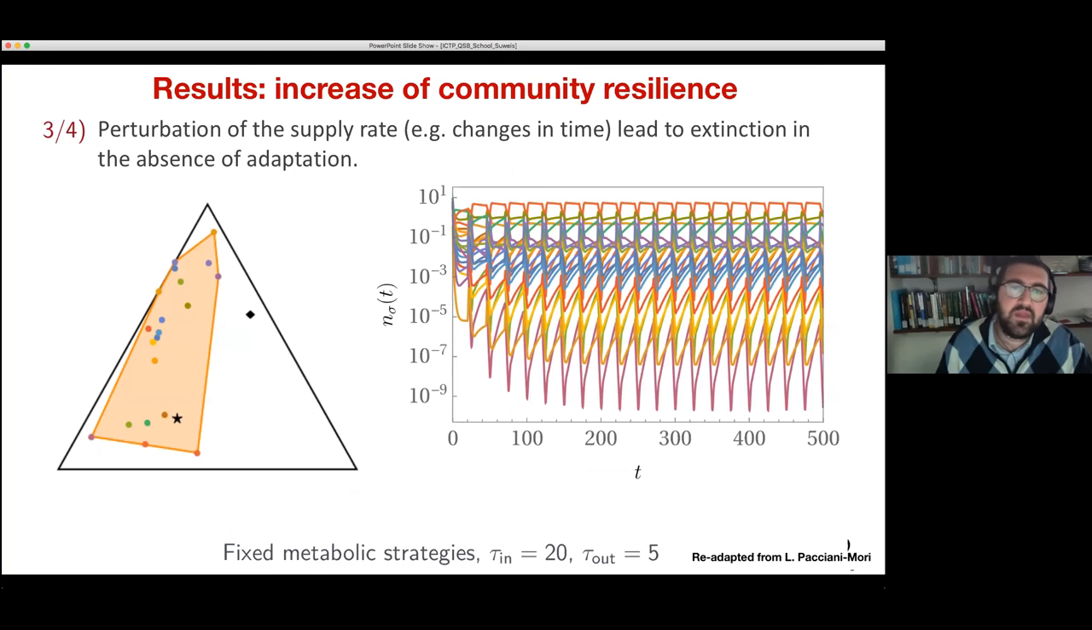For example, you can think about perturbing the environment so that the supply rate is a star for a given time, and then you turn it off and turn on a new supply rate, like having a different kind of source of resources from the environment. In the case of fixed metabolic strategies, this leads to a stress of the population dynamics: they start oscillating larger and larger until most of them reach extinction, and only a few survive. Actually, if you wait long enough, maybe none of them will survive. So let's see what happened in the same condition for adaptive strategies.